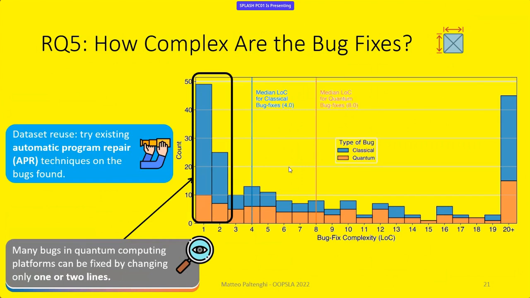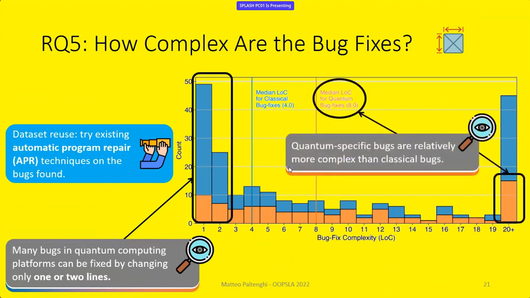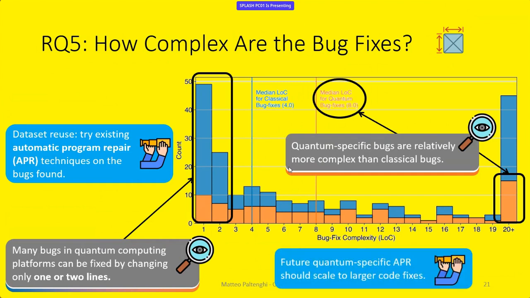Then you see also with these 2 vertical lines the median length of these bug fixes for classical and for quantum. And what we can observe here is that there is a large portion of bugs which are very difficult to fix and require many changes, and also the median length for quantum bugs is much more than the one for classical. This opens up opportunities to try to scale up these approaches, such as automatic program repair, to larger fixes, especially for quantum, which has a higher proportion of these bugs.